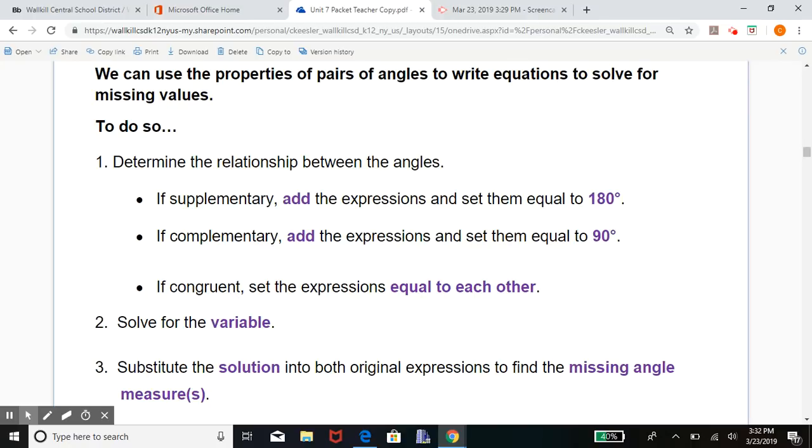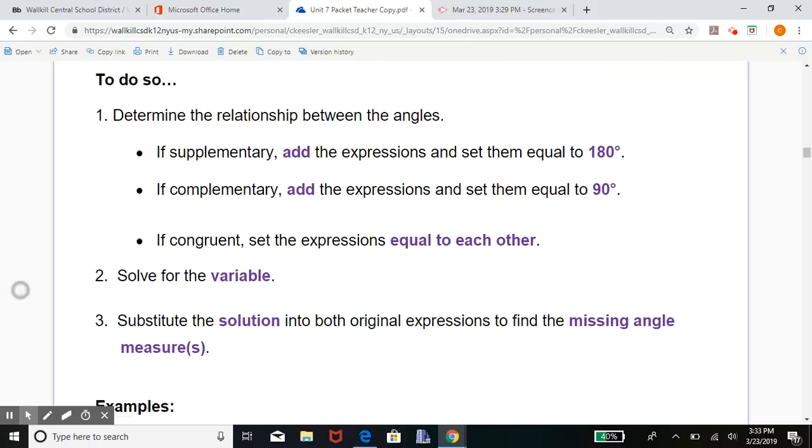We can use the properties of pairs of angles to write equations to solve for missing values. To do so, first, determine the relationship between the angles. If supplementary, add the expressions and set them equal to 180. If complementary, add the expressions and set them equal to 90. If congruent, set the expressions equal to each other. Second, you're going to solve for the variable. Third, you're going to substitute the solution into both original expressions to find the missing angle measure or measures.